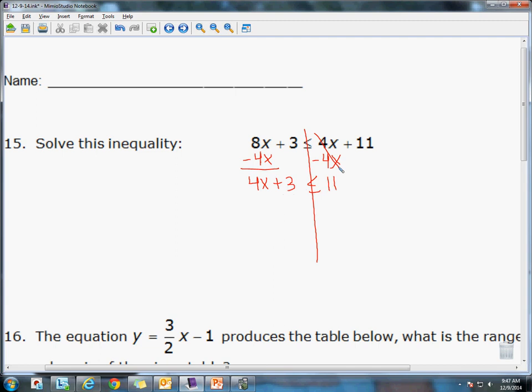And now it's a simple two-step equation. Subtract 3 from both sides. Cross out your 0 pair, you have a 4x left over. 11 minus 3 is 8. Divide both sides by 4. Here you're not going to flip your inequality because you're not dividing by a negative. So we just have x is less than or equal to 8 divided by 4, which is 2.